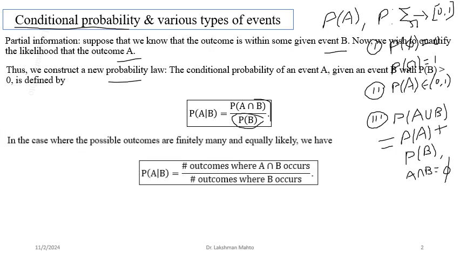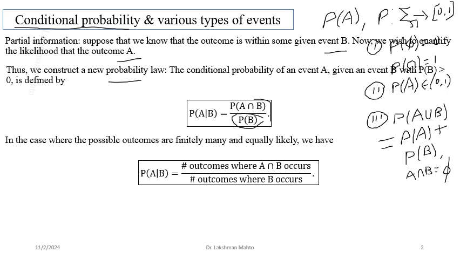If you talk about a sample space with finite outcomes, in that case you can get a formula: the probability of A given B is the number of outcomes jointly in A and B divided by the number of outcomes within B.